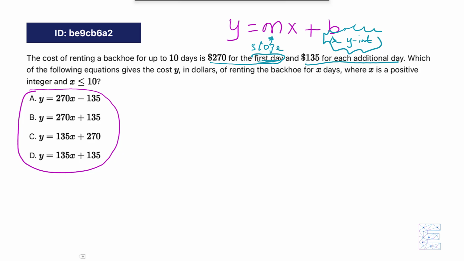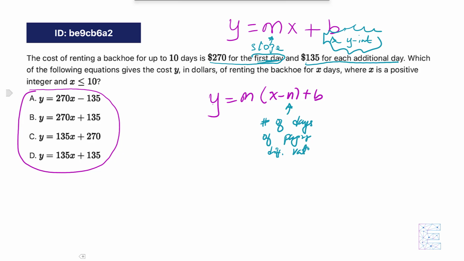And that equation is as follows: y equals the slope. Now the only change we're making is that in here, you're going to have x minus n, and I'll explain. N in this case represents the number of days that you're paying a different rate. And then everything else remains the same.